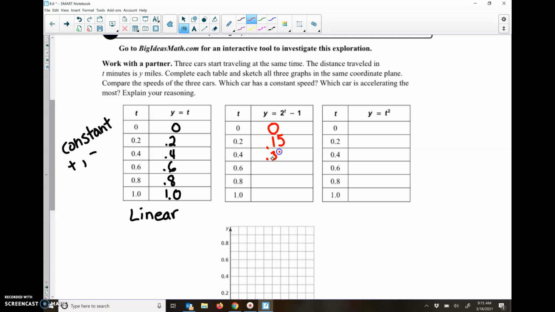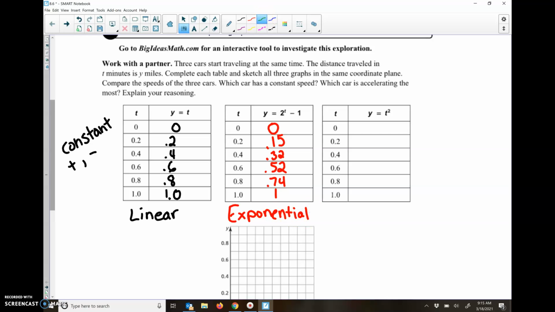So I'll just tell you the answers: 0.32, 0.52, 0.74, and 1. So if we see something like this, there's not really a pattern there, like 0.15, 0.32, 0.52, 0.74. There's not really a pattern there, and that's because this is an exponential. And I'll show you what a picture of an exponential graph looks like, but there's not really a pattern in an exponential graph.